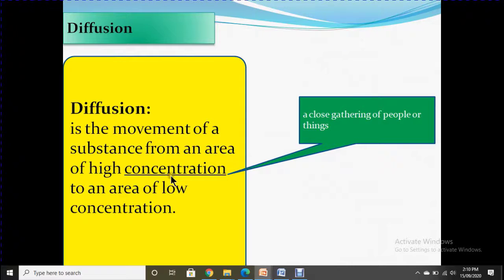So what is concentration? A close gathering of people or things. This is the meaning of concentration.